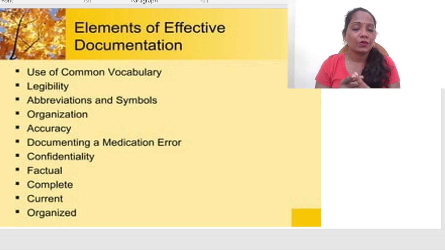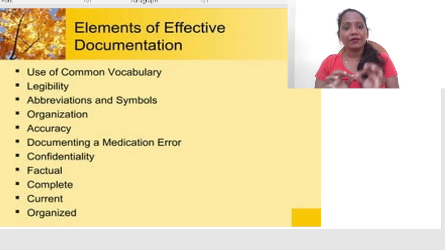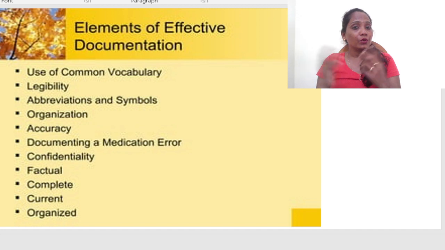So the first one is use of common vocabulary. The word itself is saying it. Like what social media uses, some short forms, those kinds of words we cannot use in the patient record. We have to use common vocabulary that everybody can understand.